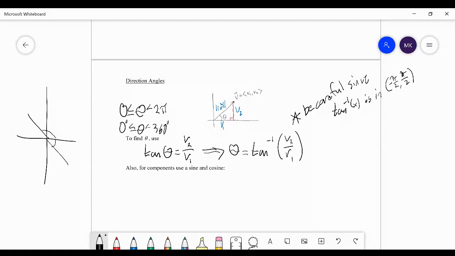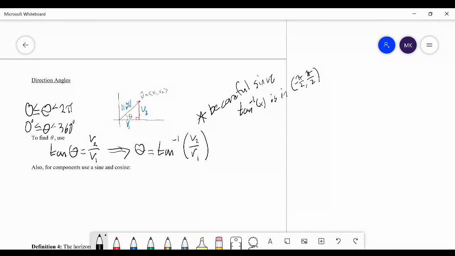Okay, so make sure you guys are being careful, not just using inverse tangent and saying, that's it, we're done, move on. Okay. Now what's really cool is from this triangle, we get a couple of other really nice facts.